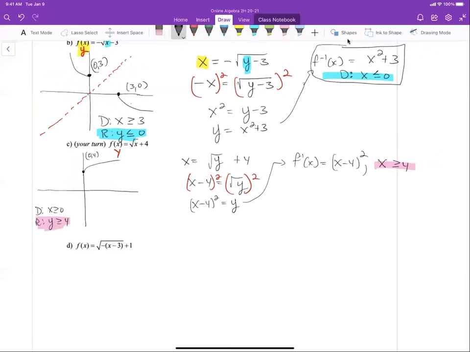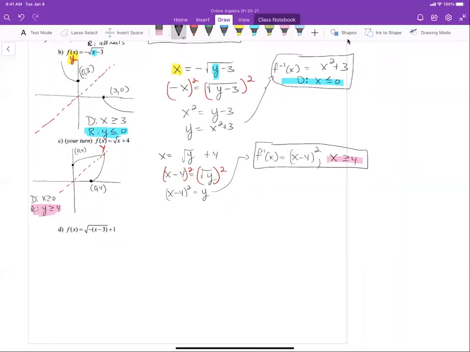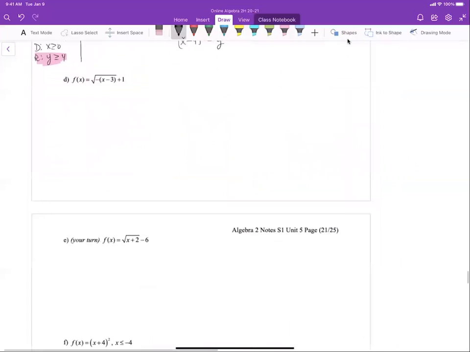I'm sorry, shifted to the right 4. I'm losing it. And I only wanted this half of that parabola. And notice it's a reflection across that y equals x line. This is 0, 4. Didn't have to do that. I'm just showing it to you. The instructions are find the inverse function if it has one and state the domain constraints of the inverse function.